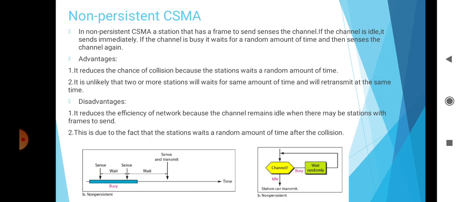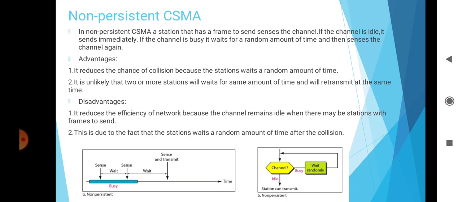The second type is non-persistent CSMA. In non-persistent CSMA, a station that has a frame to send senses the channel, and if the channel is idle, it sends immediately. If the channel is busy, it waits for a random amount of time and then senses the channel again. In non-persistent CSMA, the station does not continuously sense the channel for the purpose of capturing it when it detects the end of the previous transmission.